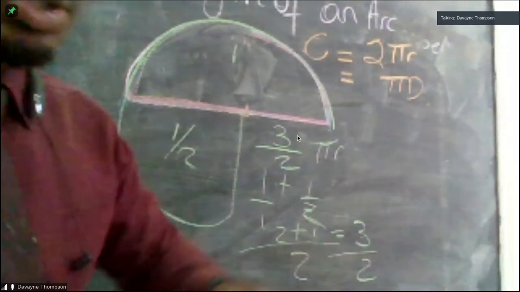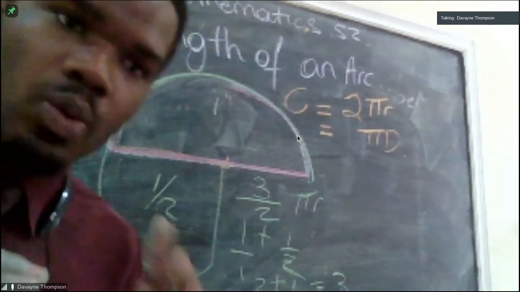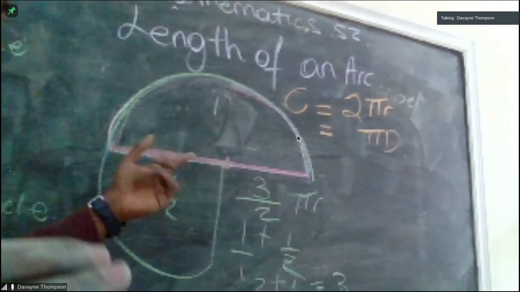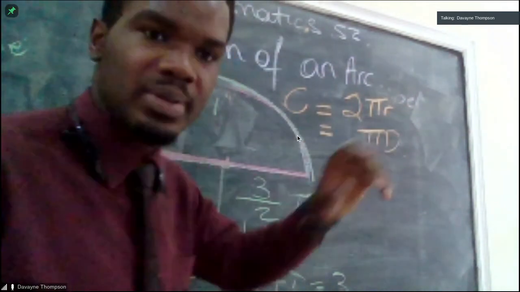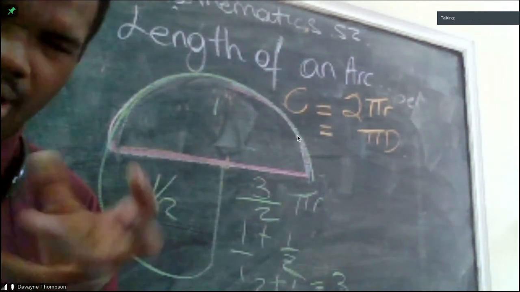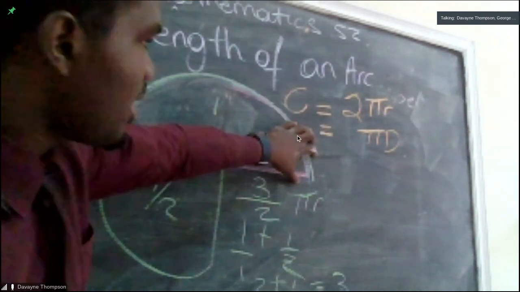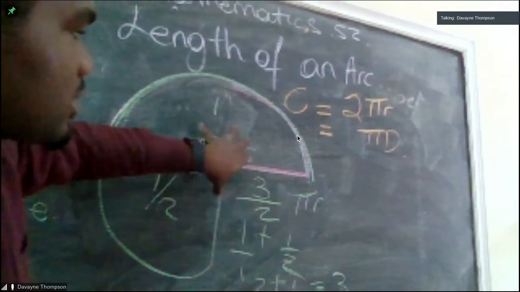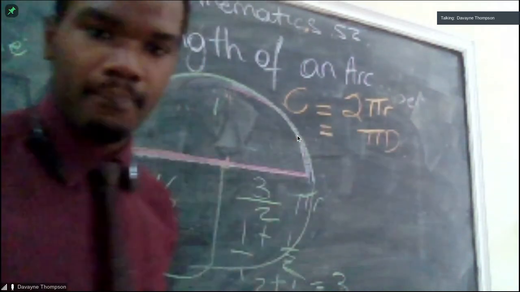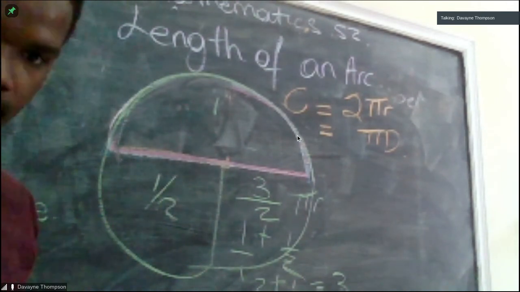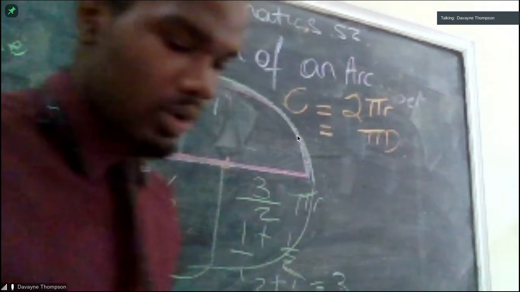Remember, I told you, because we're finding the length of an arc, it doesn't work like the area. The length of an arc works in semicircles. That's why you say 2 pi r to represent one whole circle. This is pi r, and then the 2 semicircles together to make a circle represent 2 pi r. Clear? Alright.